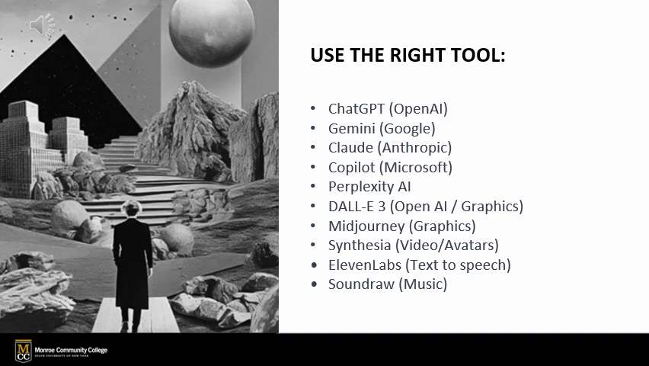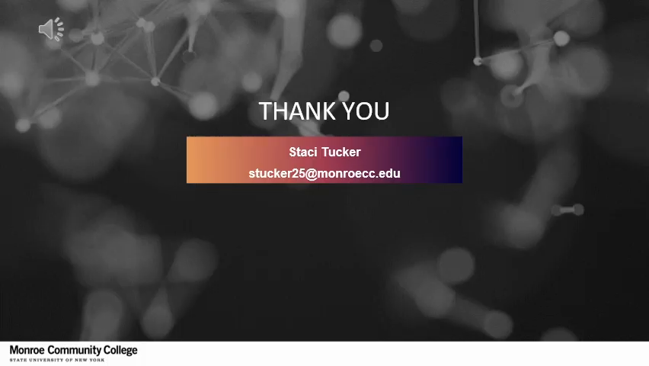The major chatbots, ChatGPT, Gemini, Claude, Copilot, Perplexity, all have different strengths and weaknesses. There are specialized tools for graphics like DALL-E and Midjourney, video tools like Synthesia, text to speech tools like ElevenLabs, and music generation tools like SoundRaw. Part of being AI literate is understanding which tool is appropriate for which task and knowing when the answer is none of the above.